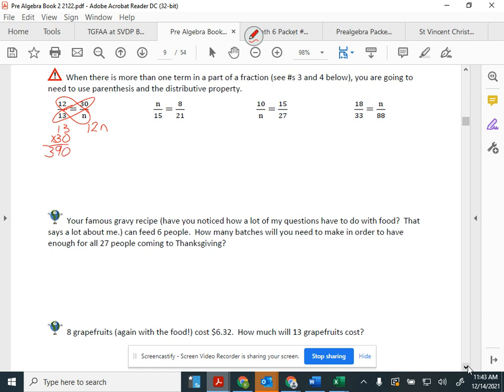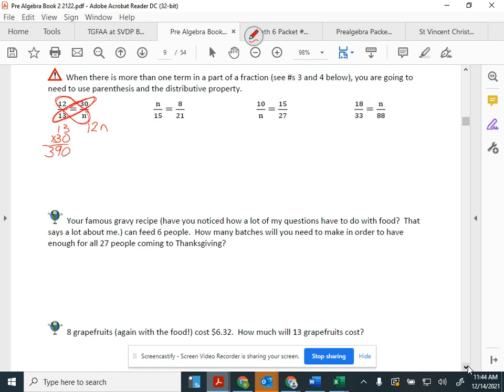390. So how do I figure out what my n is? If I know 13 times 30 is 390, how could I figure out n? What do we know about our cross products? What do you think, Briggs? You could divide 390 divided by 12. Why would that work? Because if we divided, then it would show n. Because we knew that cross products should be equal if it's a proportion.